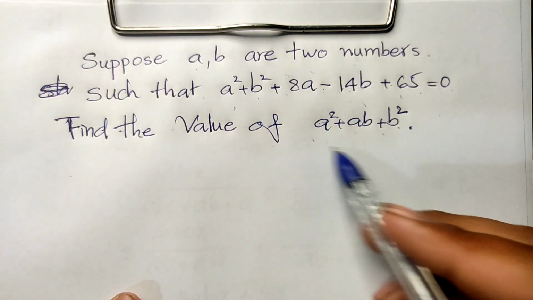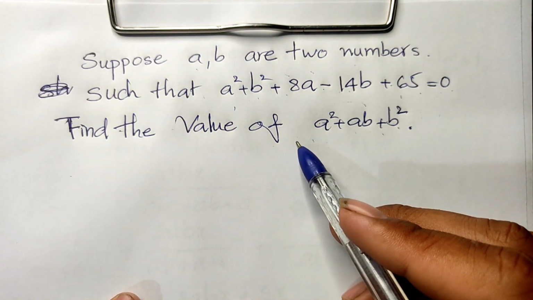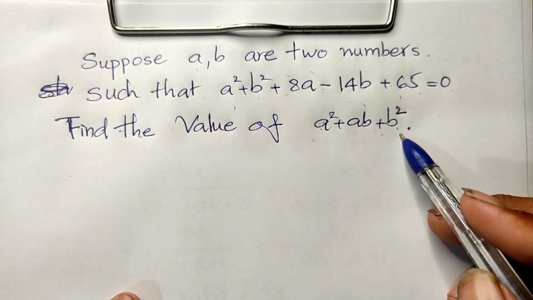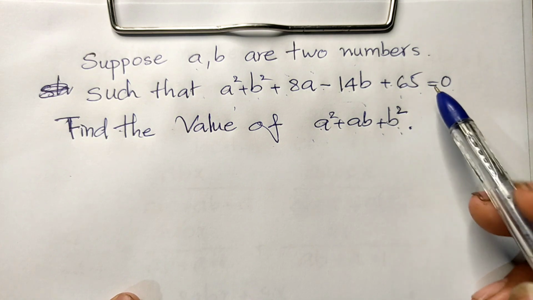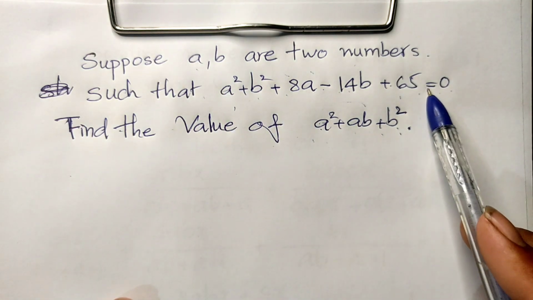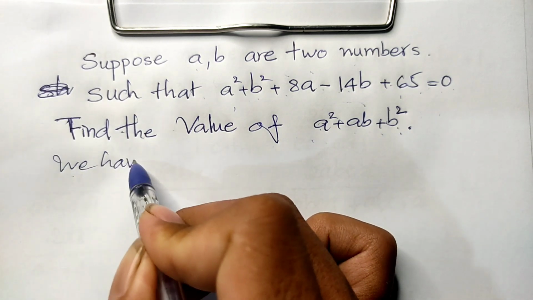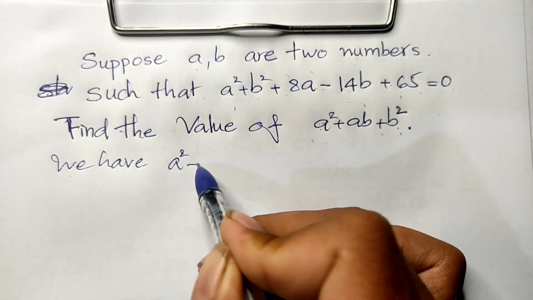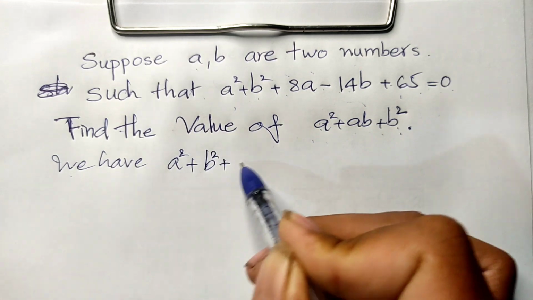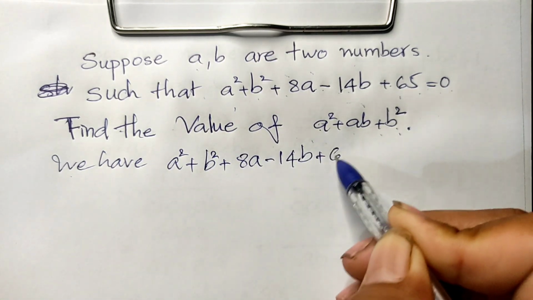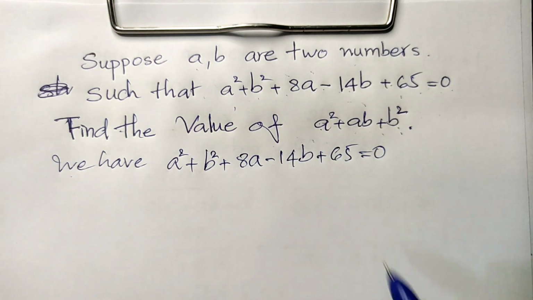Okay, to find the value of this expression, I want to find the value of a and the value of b. And to find the values of a and b, I use this equation. So there we have a squared plus b squared plus 8a minus 14b plus 65 equals 0.